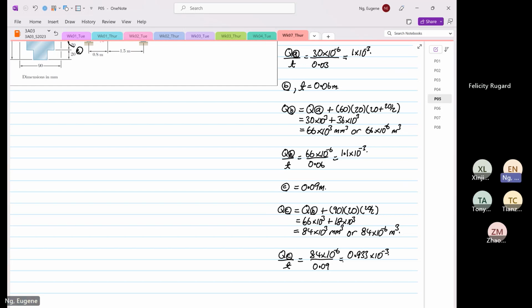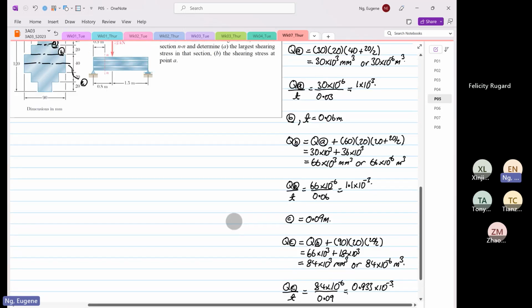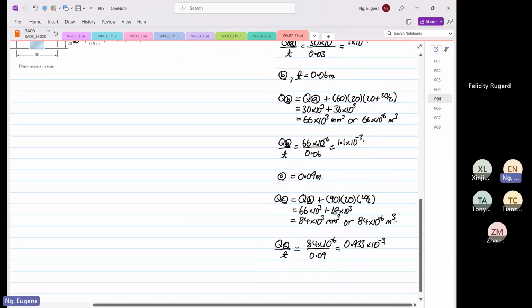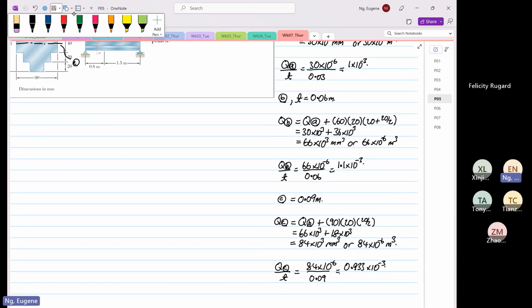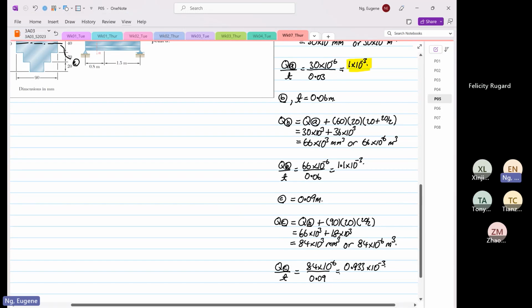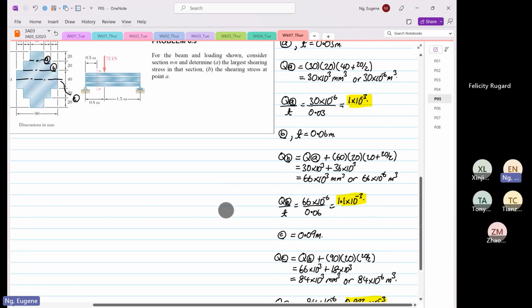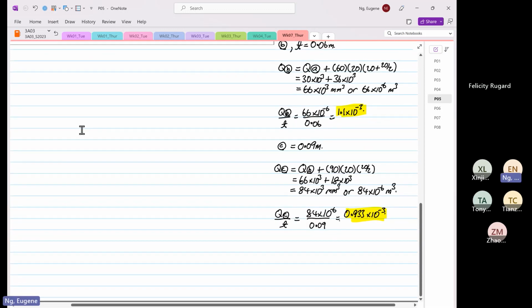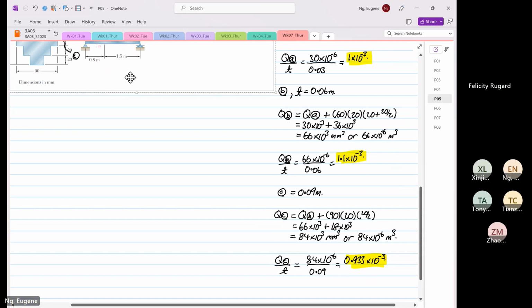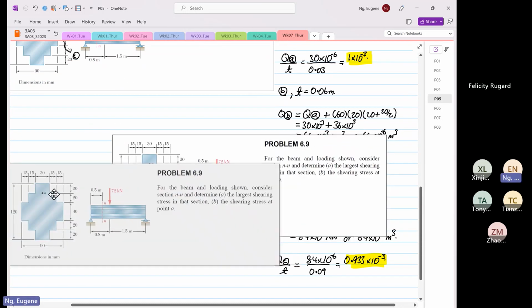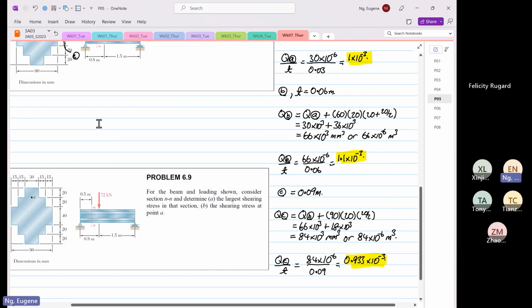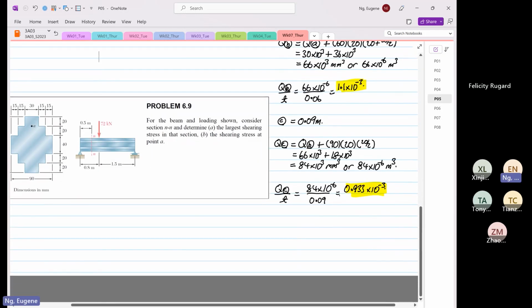So the maximum stress will occur at point B. Why? Because if you look at these ratios over here, point A is 1, point B is 1.1, point C is 0.933. So the question asks us, we are almost done, to determine the largest shearing stress.